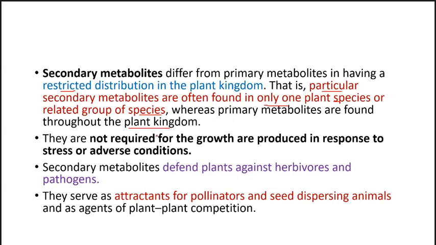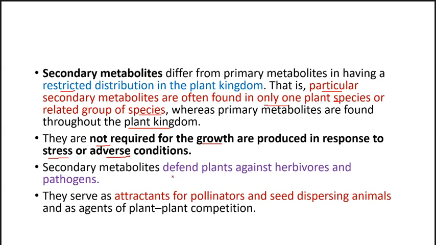Primary metabolites are common to every plant, like amino acids and sugars. But secondary metabolites, we will see the examples later, are restricted to a particular group of plants. Like group A produces one kind of secondary metabolite and group B produces another kind which is not produced by group A. Correct? Now I already told you that they are not required for growth and are only produced under stress or adverse conditions.